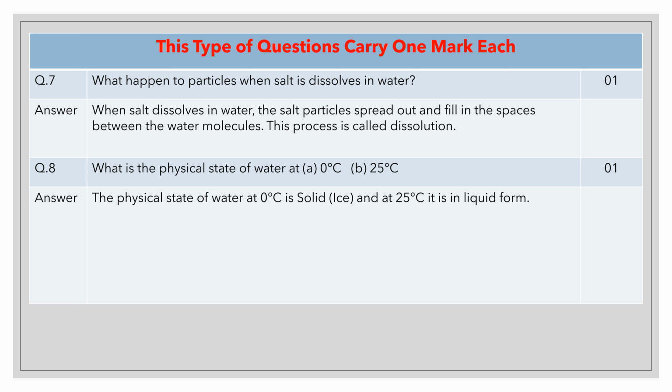Next question is, what is the physical state of water at 0 degrees Celsius and 25 degrees Celsius? Answer is, the physical state of water at 0 degrees Celsius is solid, ice, and at 25 degrees Celsius it is in liquid form.